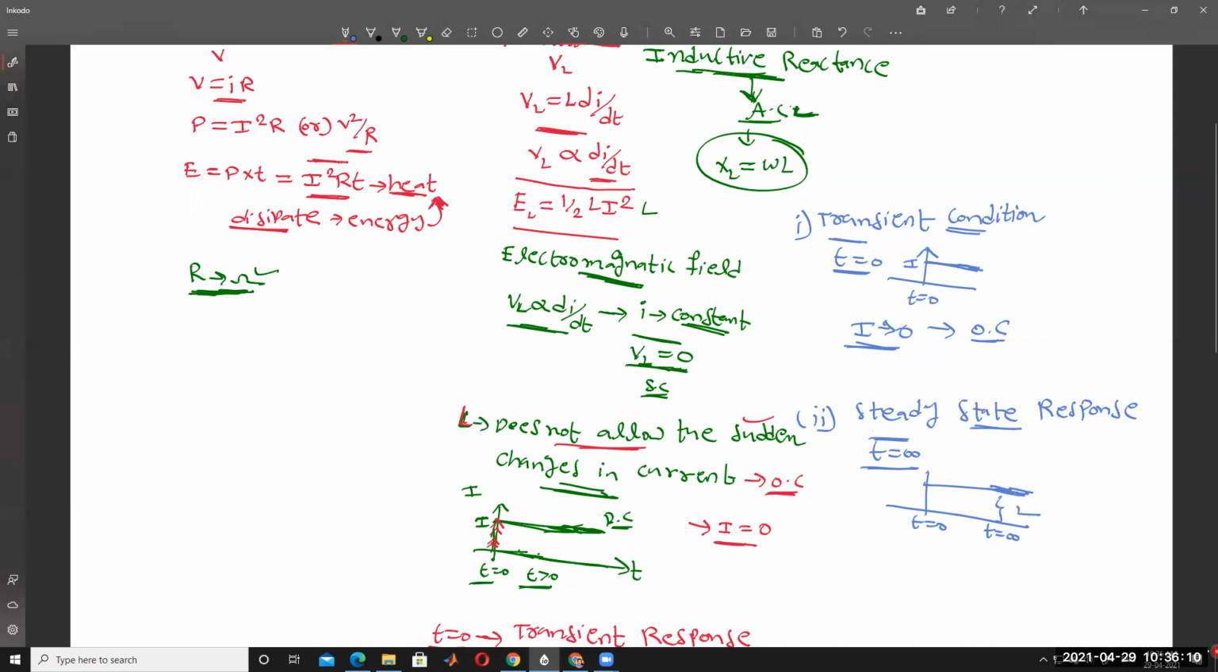Under steady state condition, the current is constant. Understood? Current I is constant. That means, since V is equal to L into dI by dt and I is constant, VL is equal to 0. Voltage 0 means short circuit.